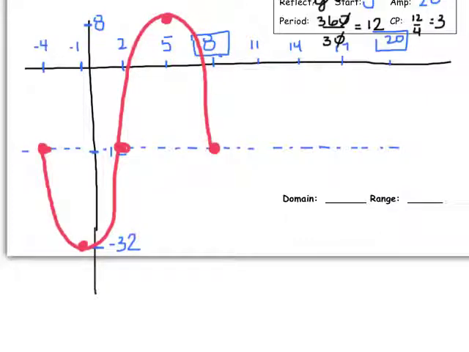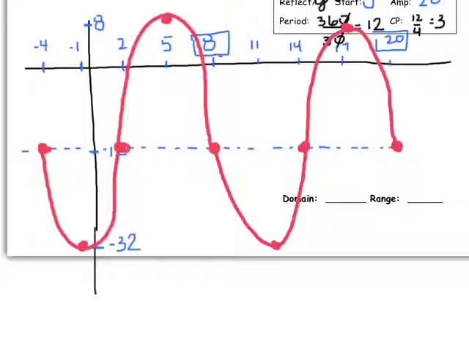Alright, let's finish the other cycle. So go down again, back to the middle, up, middle. So this is my second cycle of my sine. Alright, and so my domain is still all reals because we are continuing forever. We just don't, of course, ask you to do all that. So our domain is negative infinity to infinity, and our range is we go as low as negative 32 and as high as 8.